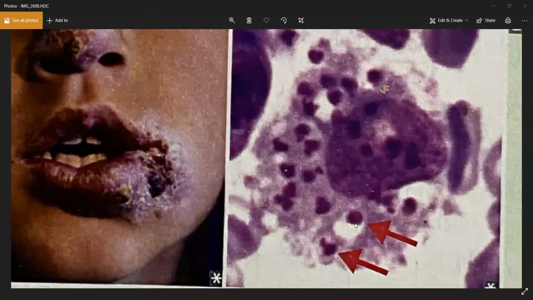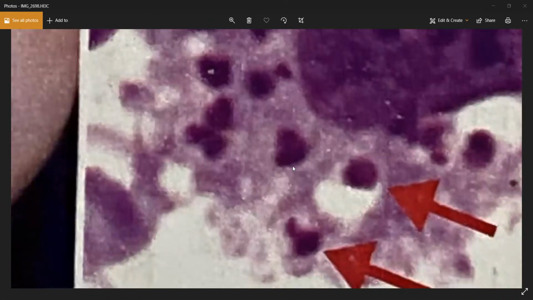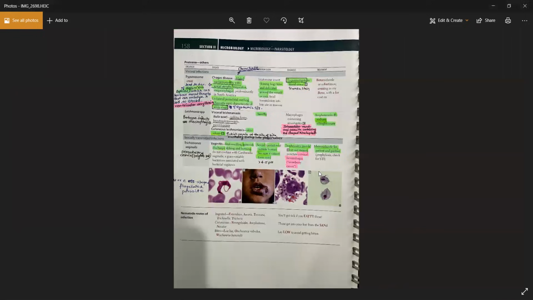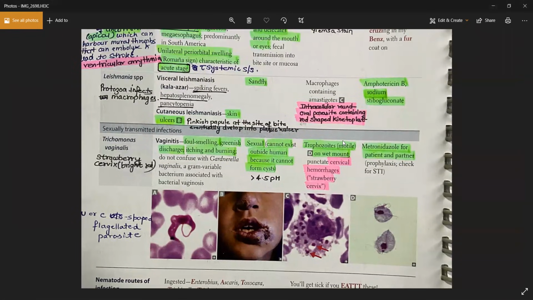kinetoplast. I don't know if you can see it. These, is it seeing that rod here? You guys can see the rod here. Should I zoom Why it did more? you draw it? I think you guys are able to see the rod now. Okay, these are the rod shaped kinetoplasts. Okay. Is it clear now?